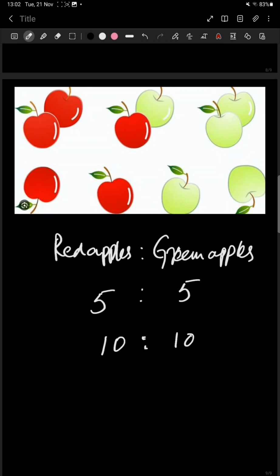If I say the green apples will be 20, it means I have multiplied the number by 4. So how many apples will be red? This will also be 20. So this is 20:20. In this way we can change the ratio and write it in different forms, but the ratio remains the same. If this is 20, this is also 20. If this one is 10, the other is also 10. If the red one is 5, the other one is also 5. So these are the equivalent forms of the ratio. This is called the equivalent ratio. All of these are equivalent to each other.